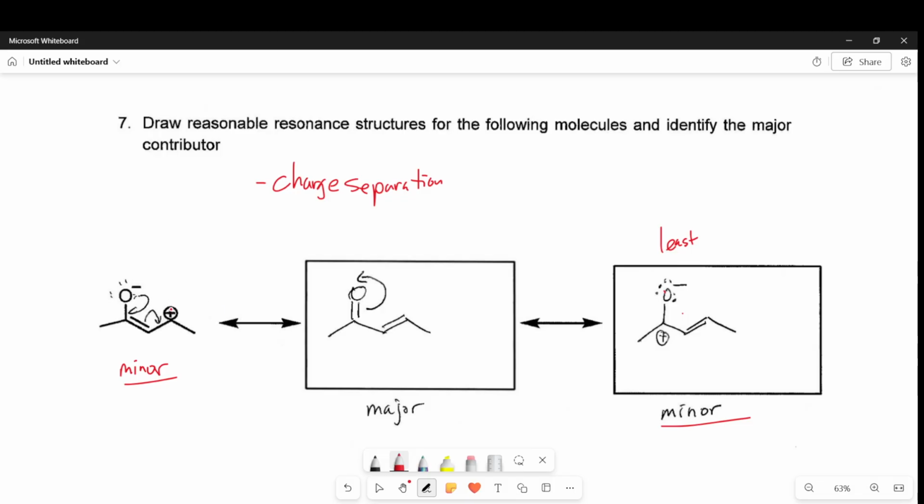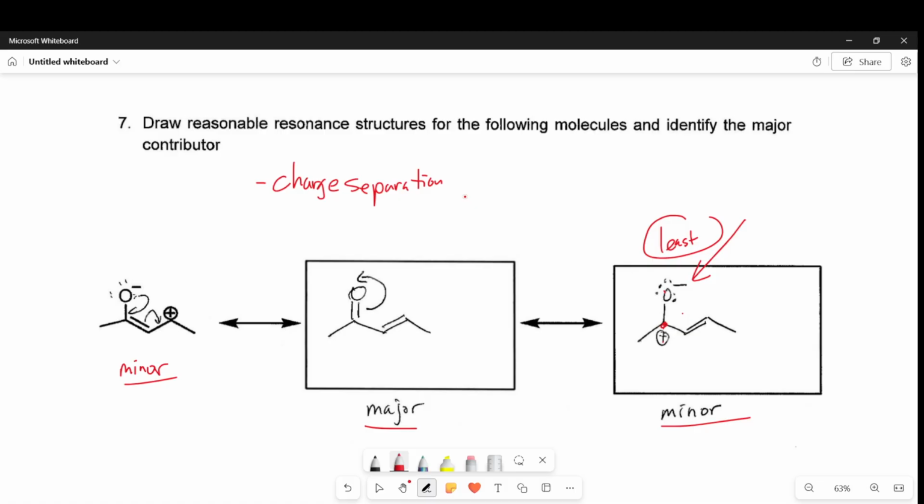This is plus on this carbon, and across all that, the minus is on this oxygen, the negative charge. So the charges are separated farther apart. So relatively, this is a minor, but the least contributor would be this, where the charge separation is next to each other. On this carbon, you have a plus, on this oxygen. So this minus and plus are very close. That makes it the very least contributor. So the major contributor in this resonance structure is this.